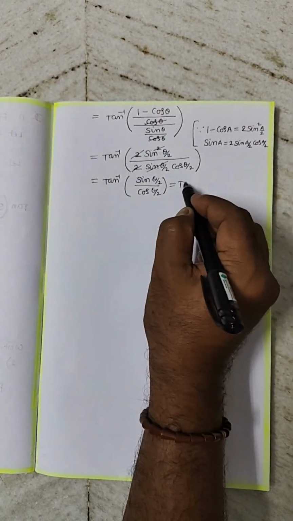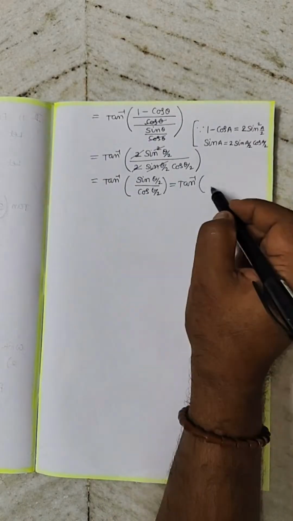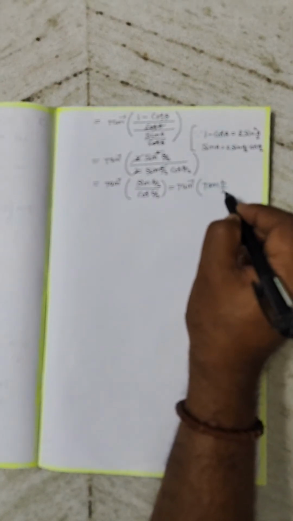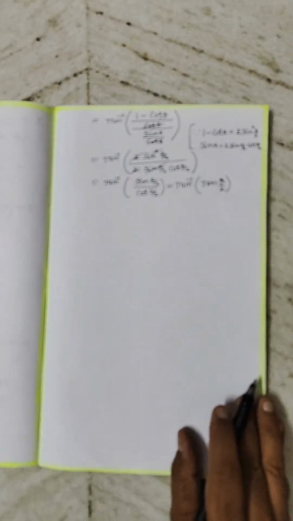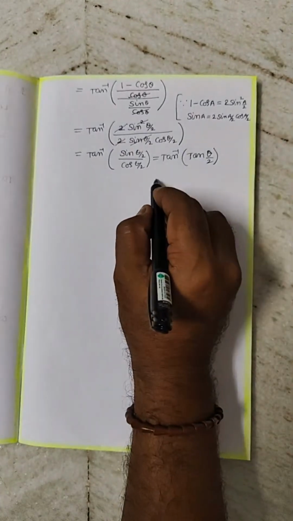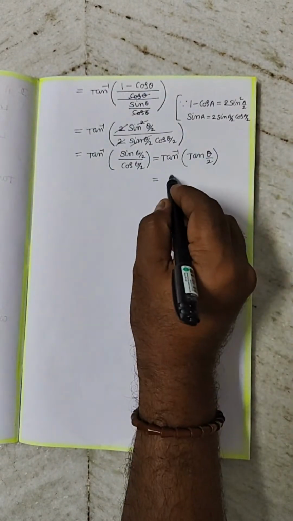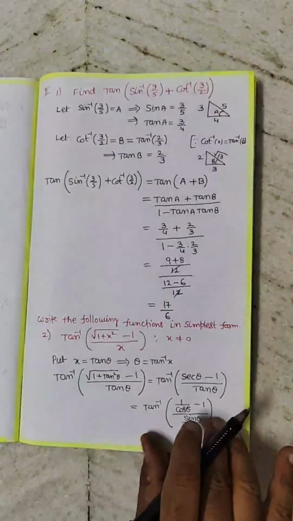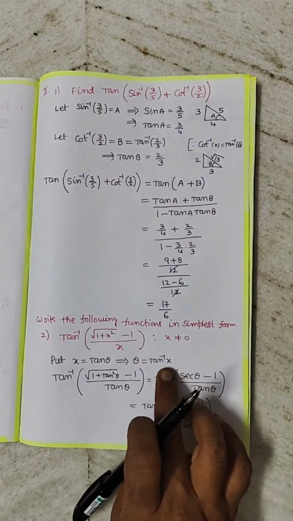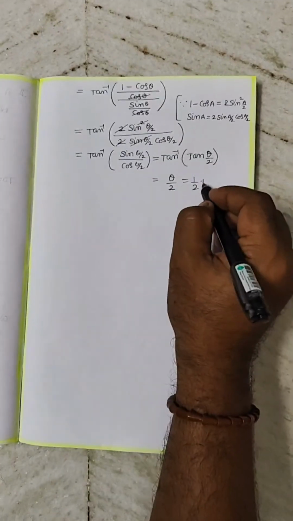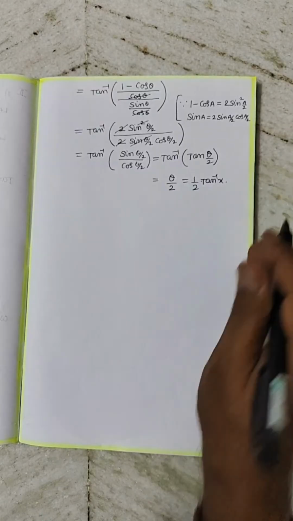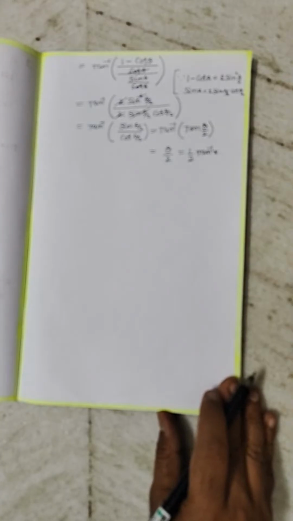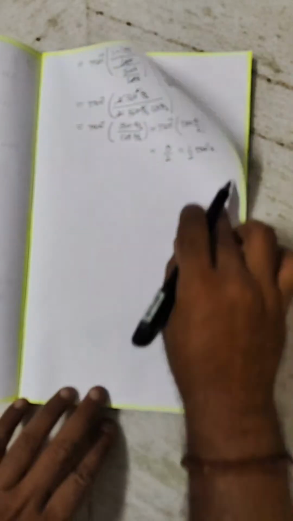So which is equal to tan inverse of sin by cos, which is tan theta by 2. We have the formula: tan inverse of tan x is x. So tan inverse of tan theta by 2 is theta by 2, which is equal to 1 by 2 into, what is theta we assumed here? Theta is equal to tan inverse x according to this problem. So this is the simplest form of tan inverse of root 1 plus x square minus 1 by x. Okay, dear students, we'll move to the next question.